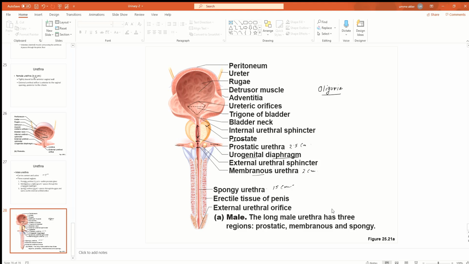If the volume of urine is really low, usually between 80 milliliter to 400 milliliter per day, that is called oliguria. The volume of urine is low.